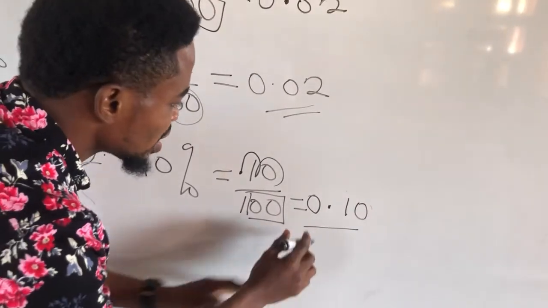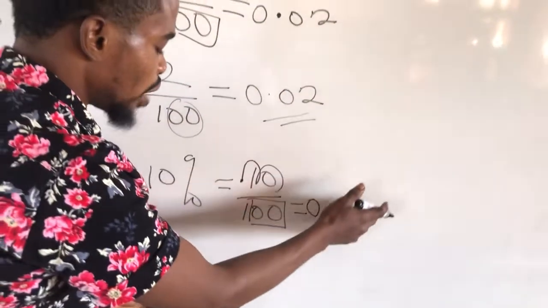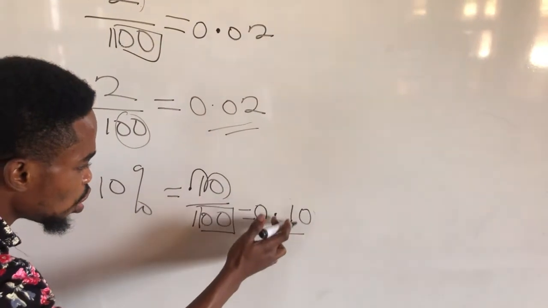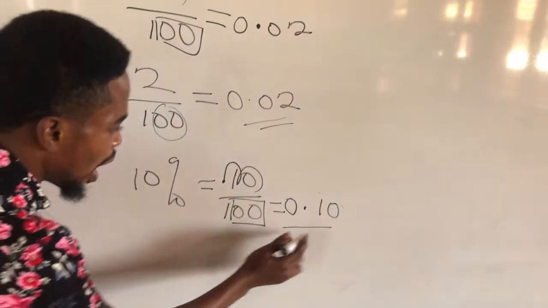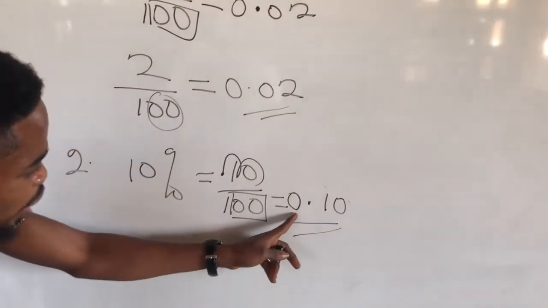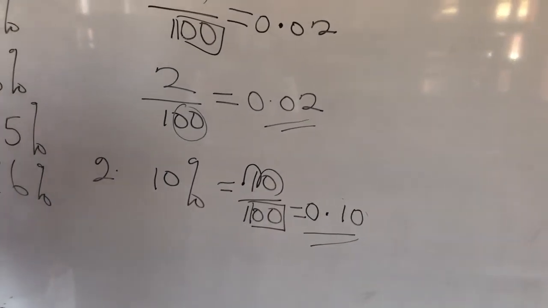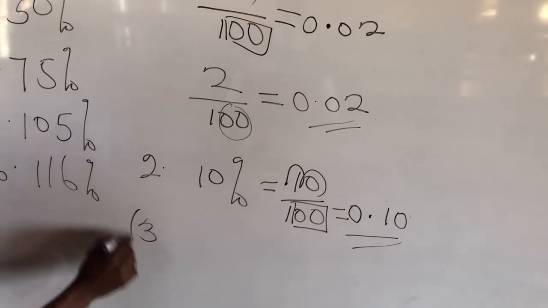Remember, do not start counting from left to right. We start counting from what? Right to the left. So our final answer is 0.10. I hope you understand. Now let's move on to question number 3.